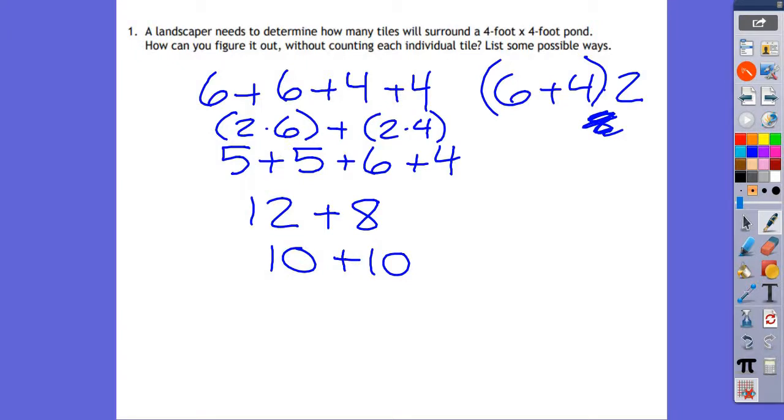Let me see if there's another one. Yeah, there's a couple more. What? 3 plus 3 plus 3 plus 3 plus 2 plus 2 plus 2 plus 2. That's a little extreme. I did the corners and then the middle. How about this? But that's what I put.